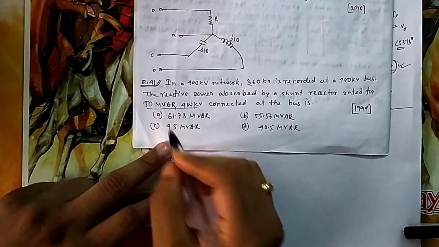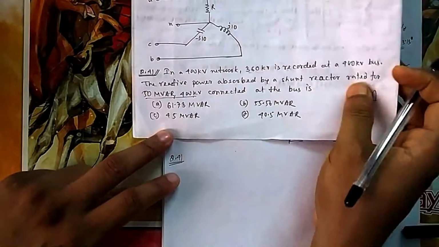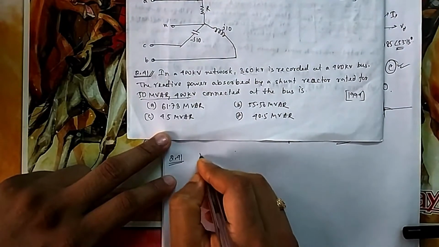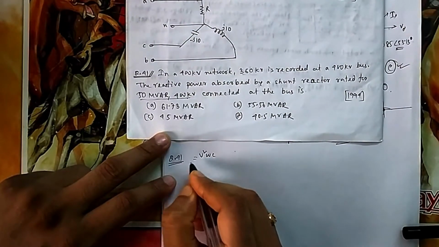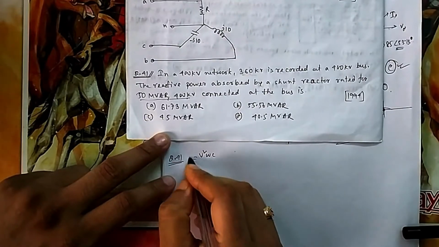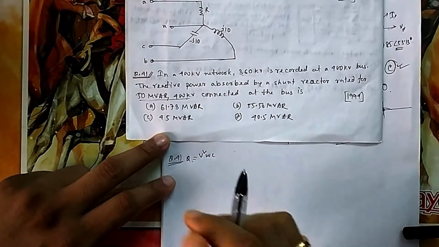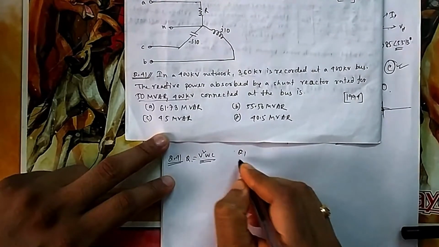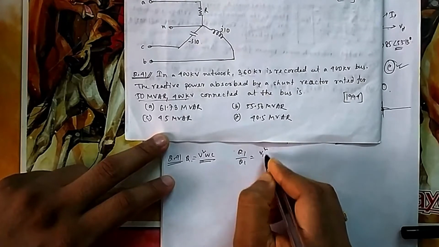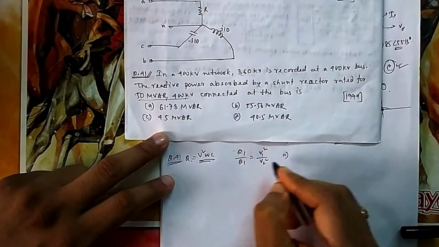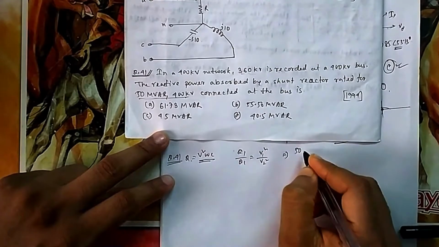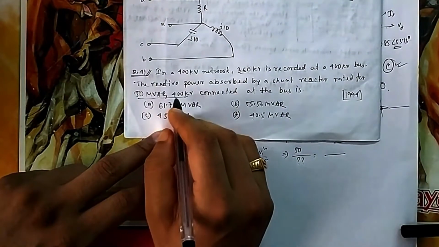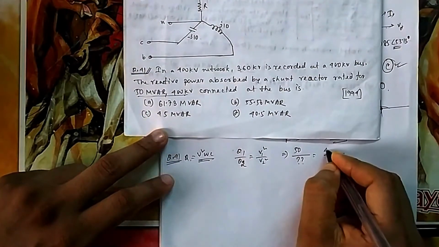So you know what the MVAR is for in case of shunt reactors, that is capacitors. So it will be V square omega C. That is the reactive power that is absorbed by the shunt reactor, which is directly proportional to V square, you can see. So Q1 by Q2 will be equal to V1 square by V2 square. Initially Q1 was supposed to be 50 MVAR, and you don't know how much it is now. And V1 for 50 MVAR was supposed to be 400 kV.